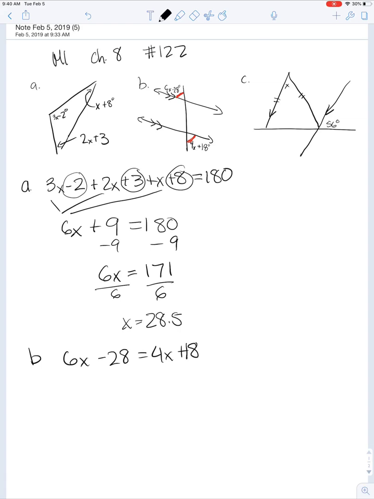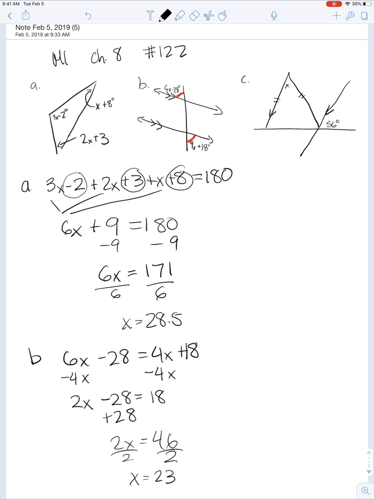So we want to get our constants together and our x's together. Subtract 4x from both sides. 2x minus 28 equals 18. Add 28. So now we've got 2x equals 46. Divide by 2. x equals 23. Again, you could plug that back in and double check that they are congruent.